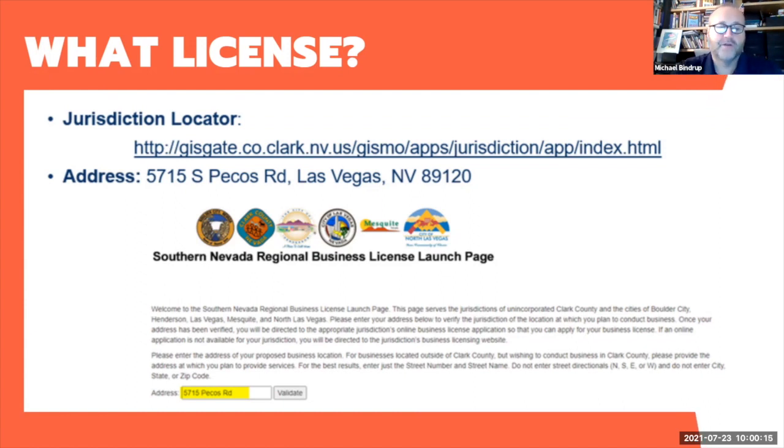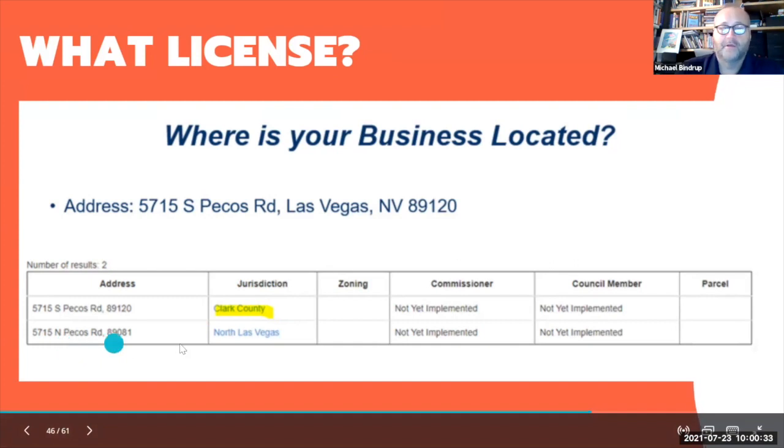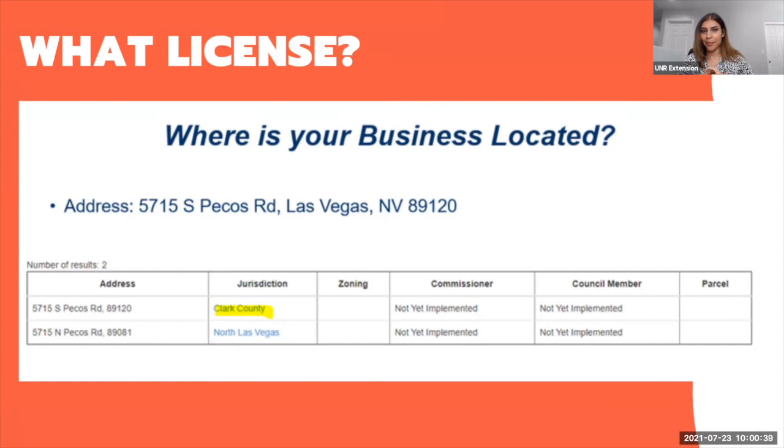So if we type our address in here, we type 5715 Pecos Road, it pops up and it says, hey, wait, look at this, 5715 South Pecos, that's where we're at. Clark County, even though we say Las Vegas, our address says Las Vegas, but as far as jurisdiction-wise, we go to Clark County. Now, if we were on North Pecos Road, we'd be in North Las Vegas. Right? Exactly. Same streets, same address. One's north, one's south. 2 different licenses, 2 different locations, right?